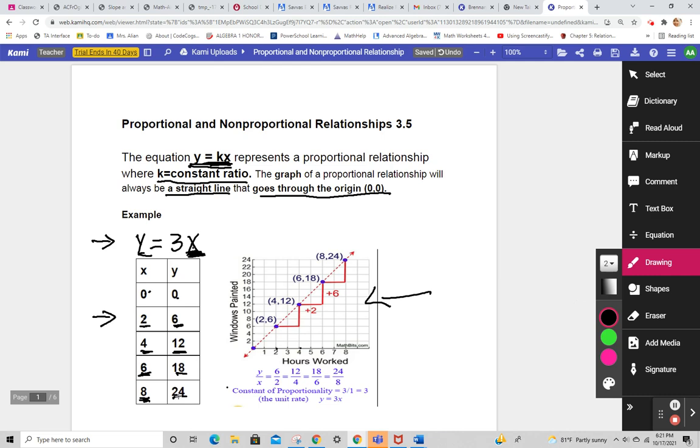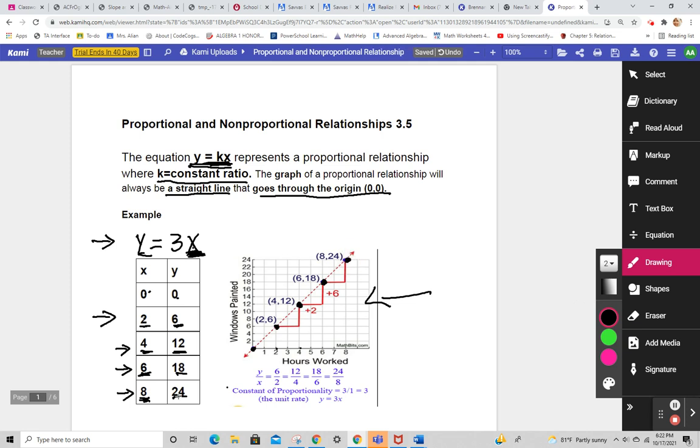Now let's say we want to take this table and graph it. Using a graph, we're going to plot these points. (0, 0) is located right here. (2, 6) is located 2 right, up 6. (4, 12) is located 4 right, up 12. (6, 18) is located 6 to the right, up 18. And (8, 24) is located 8 to the right, up 24.